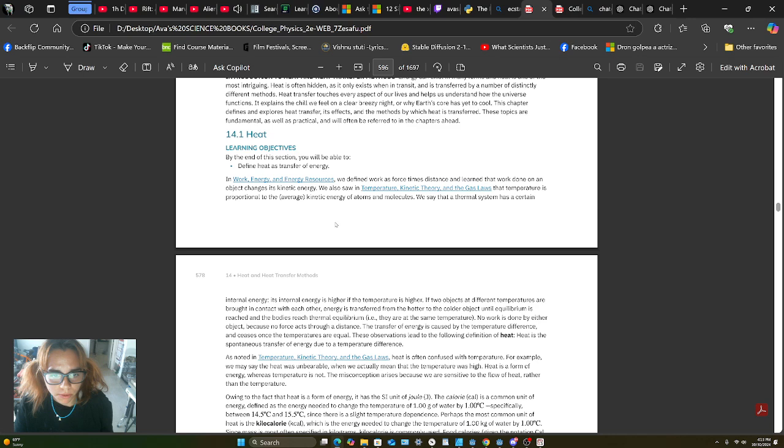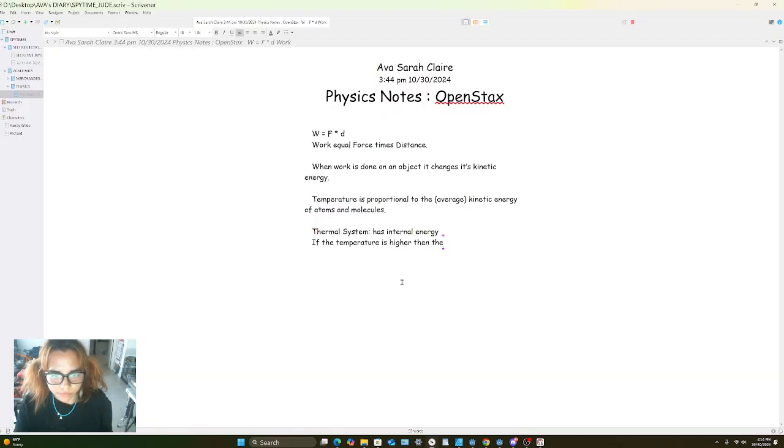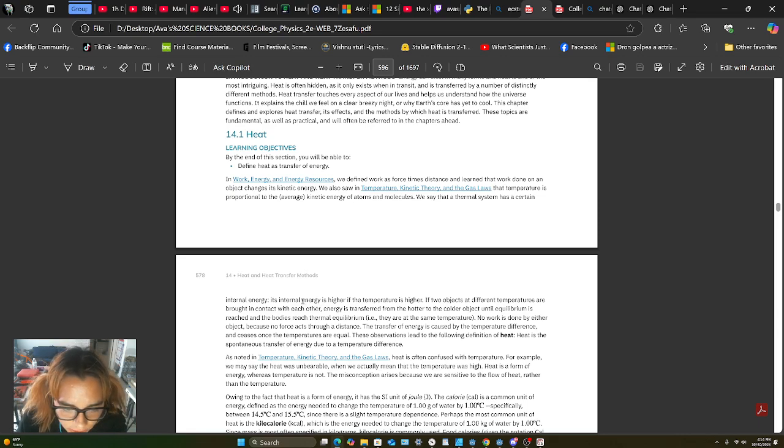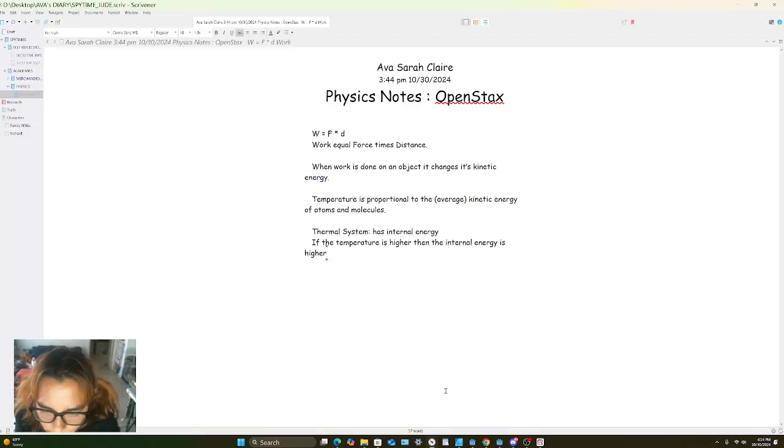So, the temperature is proportional. Its internal energy is higher if the temperature is higher. What? No, that's backwards. Well, actually, that works. If the temperature is higher, then the internal energy is higher.